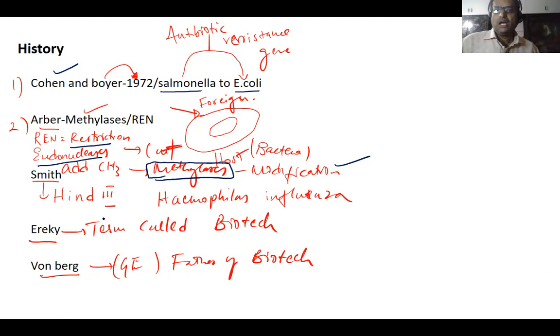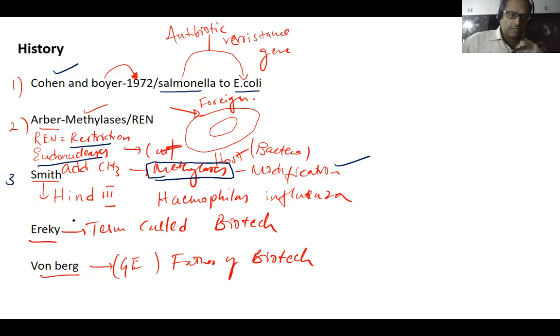So that was a very beautiful identification done by Arber. Then he proposed that restriction: its own DNA has been cut. It is a very interesting thing. The second thing he was telling is that the methylase modifies. How is it modified? By adding the methyl group. That is how it has been made.